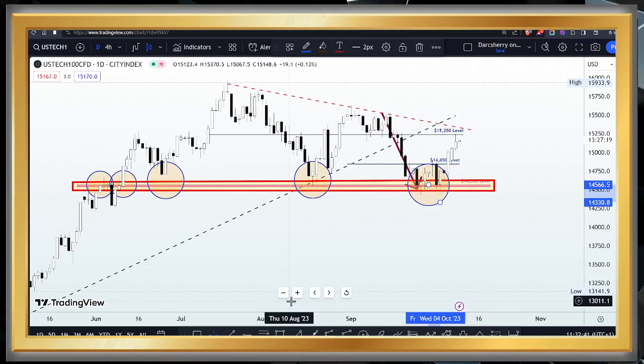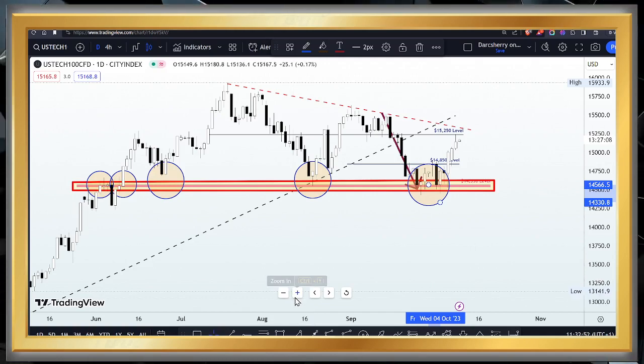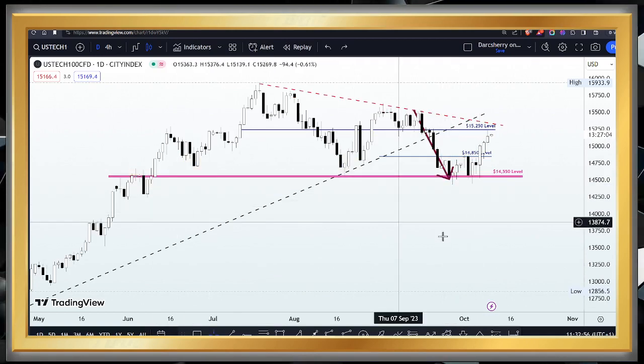Now, the inability of sellers to break through this structure is a sign that this area is a strong buying niche, and chances are that buyers could come in and push price to the upside, and this led to the idea of us buying at the beginning of this week.